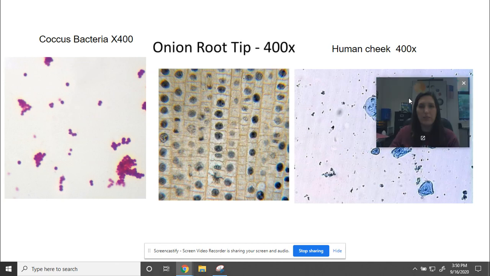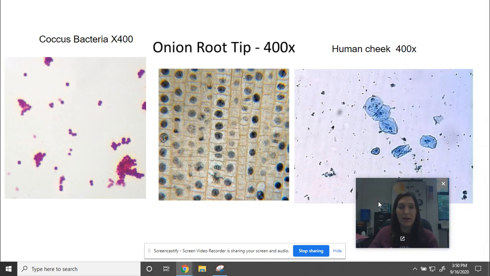I put this on here just in case you were having a really hard time finding something, then you can use these pictures. This is Coccus bacteria at 400 times magnification. You don't see much of the details, but you can see its circular shape. This is a plant, an onion root tip at 400. And this is a human cheek cell. Can you find the nucleus? Right there it is. Okay. So you can use these pictures if you can't find them under the microscope.